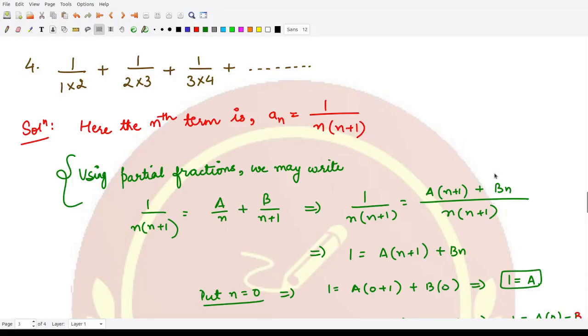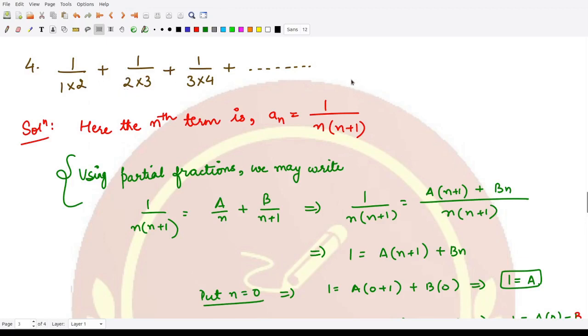In this video, let's proceed with exercise 9.4 question number 4. Here in the question, we need to find the sum up to the first n terms of the given series. The series is 1 divided by 1 into 2, plus 1 divided by 2 into 3, plus 1 divided by 3 into 4, and so on.